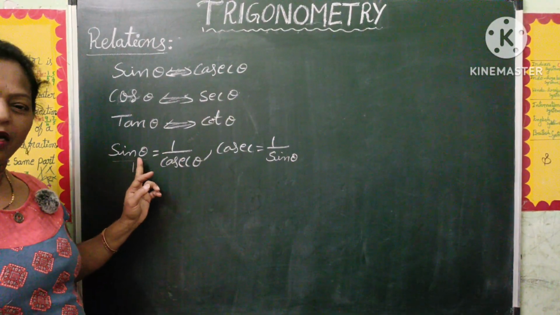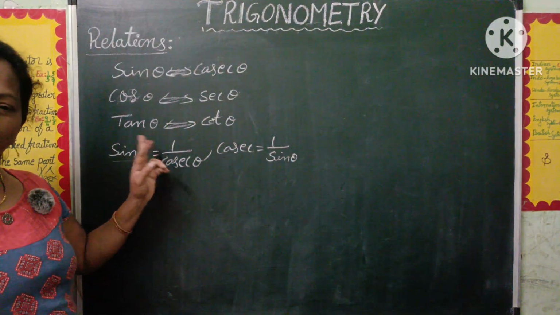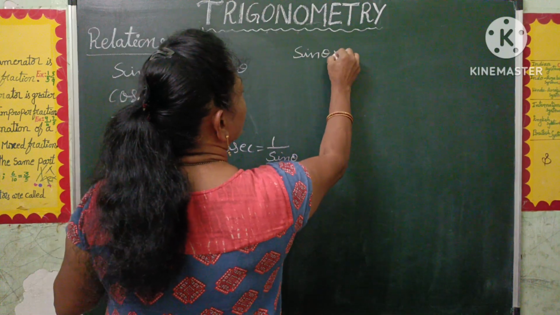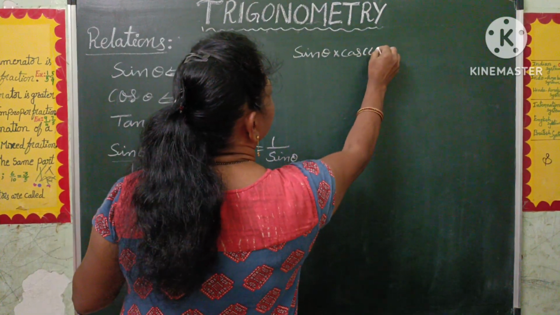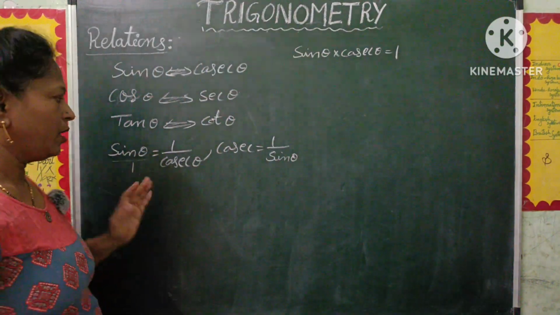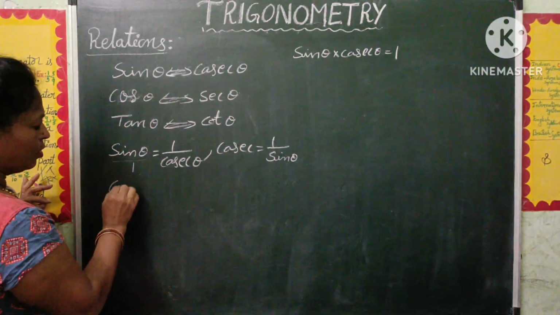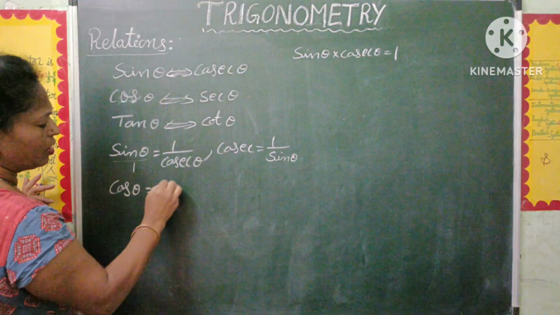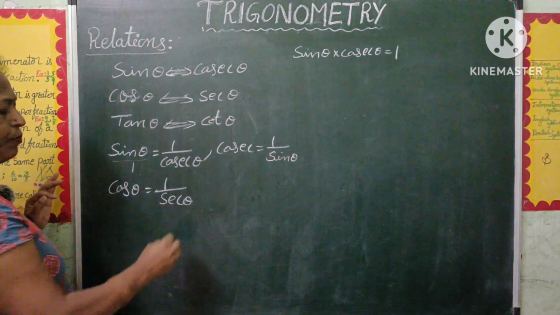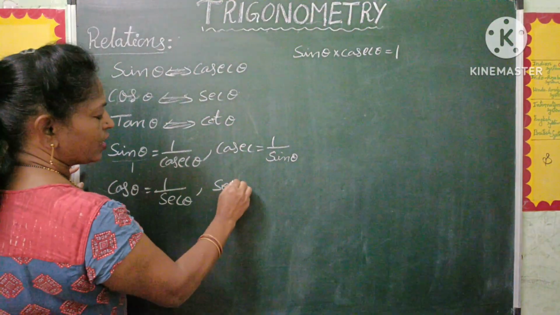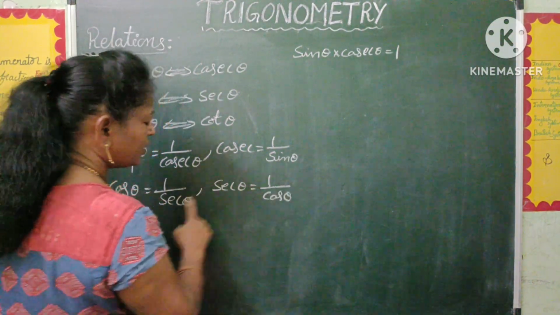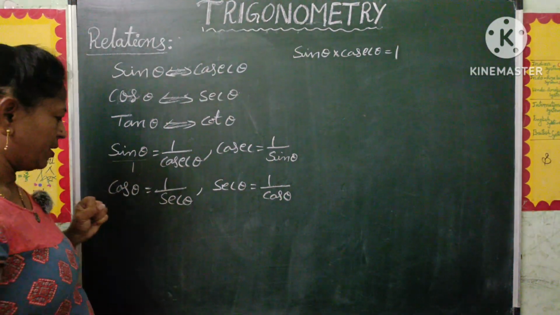Means sin theta into cosecant theta equal to 1. So sin theta into cosecant theta equal to 1. Later we have to prove that. Now, next one, cos theta equal to 1 by secant theta, and also secant theta equal to 1 by cos theta. These two are reciprocal to each other.